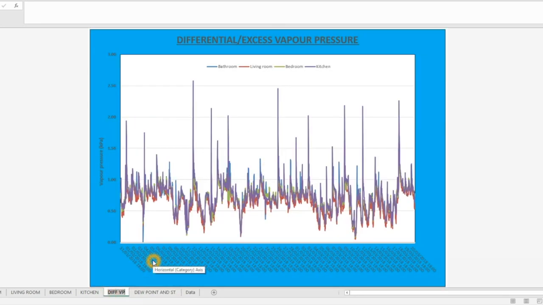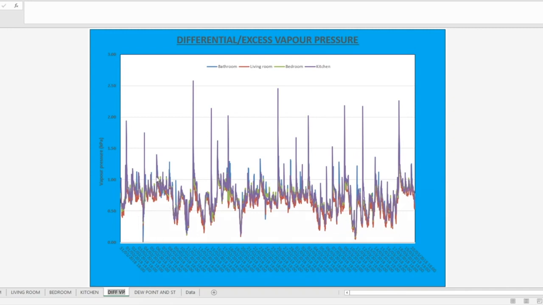Differential vapor pressure. Now, normally, from what we've found, roughly, if you're getting about 0.5 kPa and above, you've got a ventilation issue. So that's the excess or the differential vapor pressure from outside. This is all the moisture produced above the outside moisture.